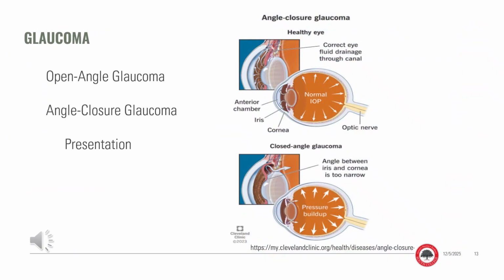Glaucoma results from increased pressure inside the eye, and this can damage the optic nerve and lead to vision loss if it's not treated. Early detection through regular exams is essential, and treatments include medications or surgery to lower eye pressure. So there's two different types. You have the open angle glaucoma and the angle closure glaucoma, and there's differences in presentation. And there's a little diagram here to show the differences in that.